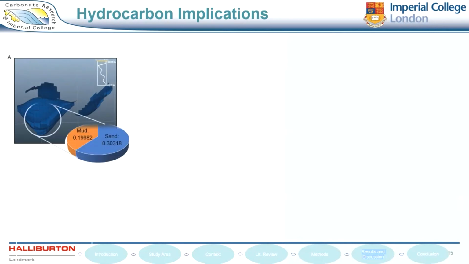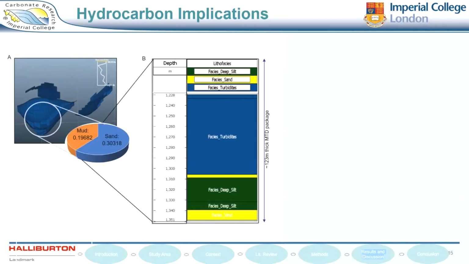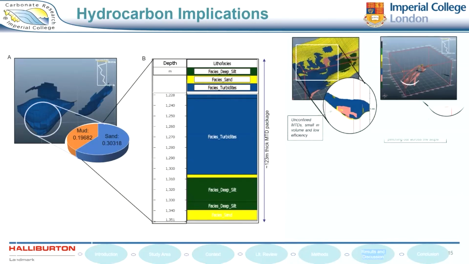So, hydrocarbon implications. We can see from the pseudo-well log that we have around 100 metre thickness of an MTD package, and generally this is quite sandy, which indicates a good quality reservoir and hopefully good porosity. However, the influx of mud could reduce its reservoir quality. So there are two factors determining the reservoir geometry. So we have unconfined MTDs, which are smaller in volume and lower in efficiency, which indicates a poorer quality reservoir.